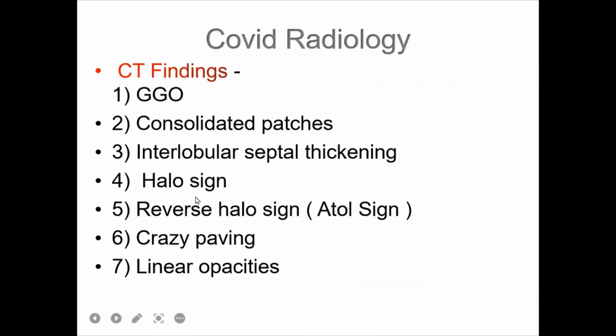So let us move toward the COVID radiology. Here the most important findings will be the GGOs and consolidated patches. These are seen in almost 100% of the cases. Other findings that could be seen are interlobular septal thickening, halo sign, reverse halo sign or atoll sign, crazy paving, and linear opacity. I have demonstrated all of these.